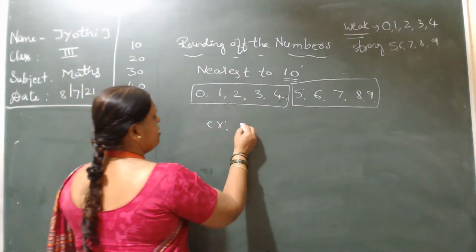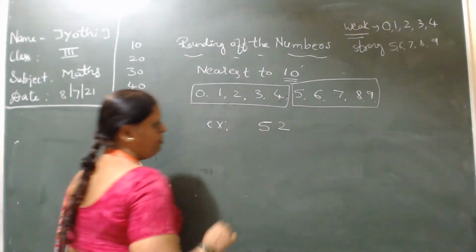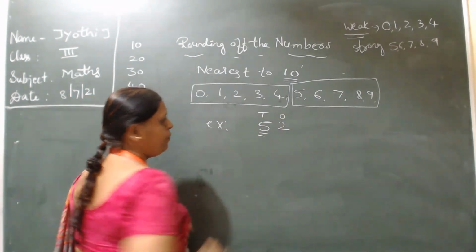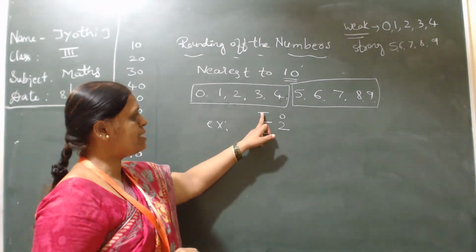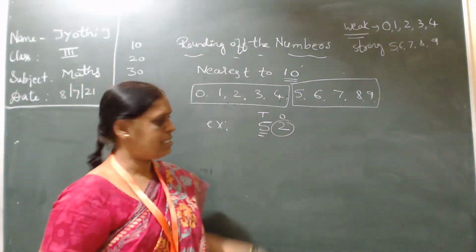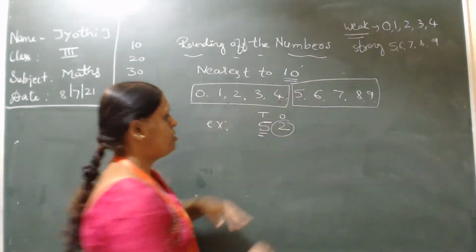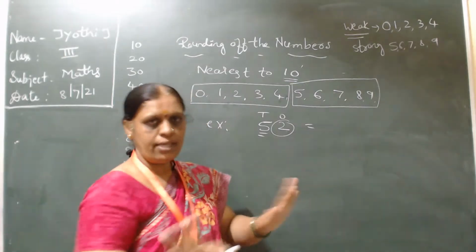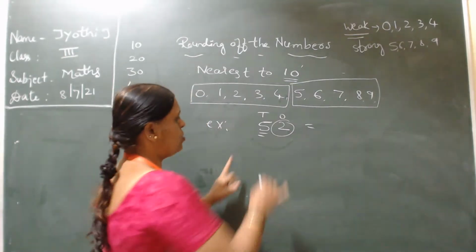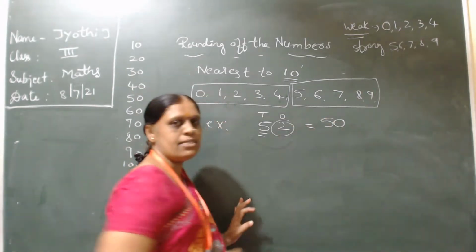Our number is 52. This is tens, this is ones. When we are rounding to the tens place, we have to see the number in ones place. Ones place, what is the number? The number is 2. So 2 will not change the number, it remains same. So 5 remains same and this will become 0.